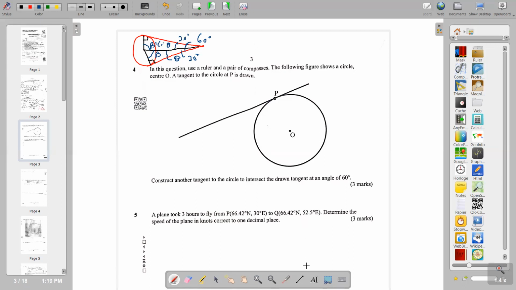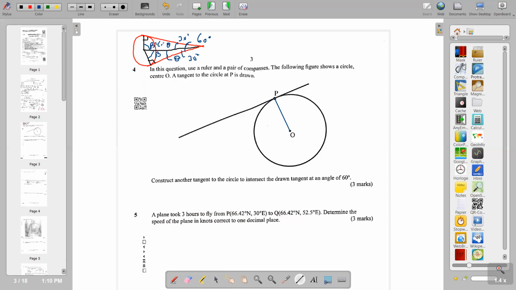So the first thing is we're going to draw a straight line from point P to O, to represent the radius. So that is your radius. If you measure this angle here, you're going to find that it is 90 degrees. Or if you want to be sure, you construct a perpendicular line passing through P. You find that it will pass through the center.